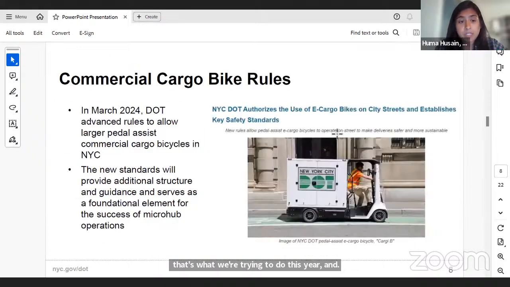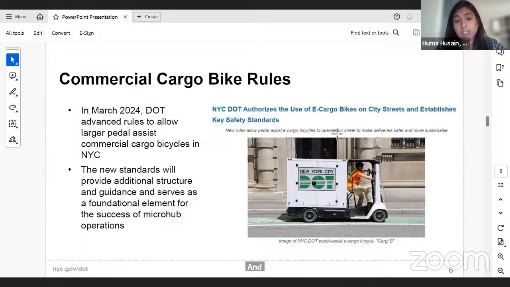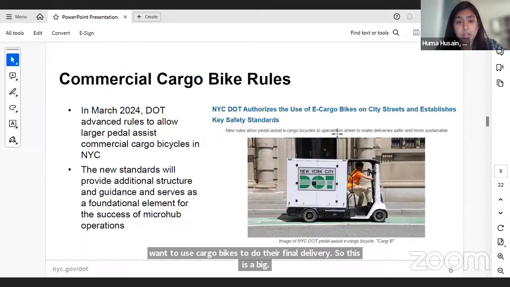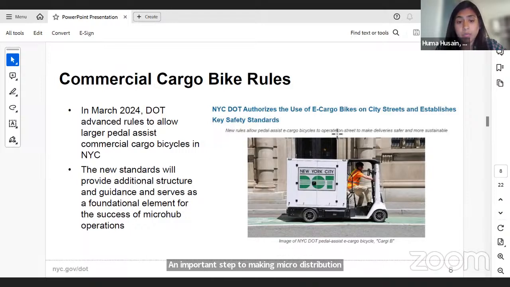And then most recently, we released rules that advance our commercial cargo bikes, and this is just a piece of the larger pie. Many of the microhub operators would want to use cargo bikes to do their final delivery, so this is a big and important step to making micro distribution successful. It creates rules that provide guidelines for what types of bikes would be allowed on the streets, their dimensions, height restrictions, weight restrictions, et cetera, to provide some structure and guidance before we embark on some of the other pilots.